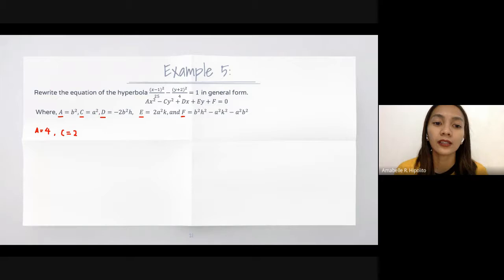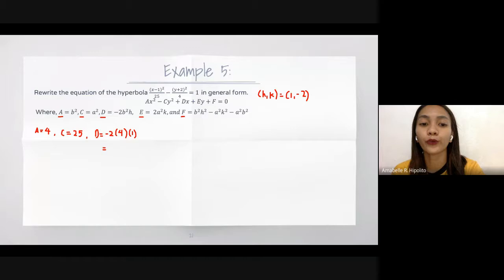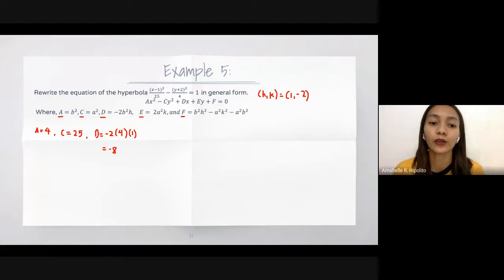And then, to find D, we're going to substitute. Negative 2 times our B squared, which is 4, and H. Here, our (H, K) is equal to (1, negative 2). So H times H is 1. Simplify: 4 times 1 is 4, and 4 times negative 2 is negative 8. That's the value of D.